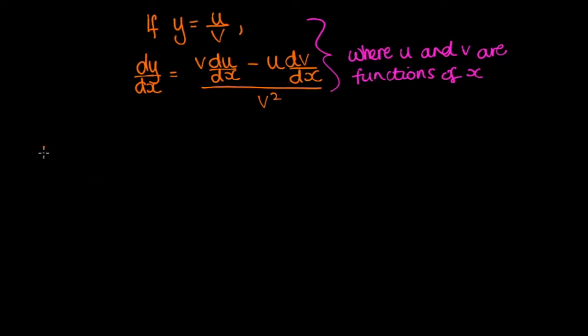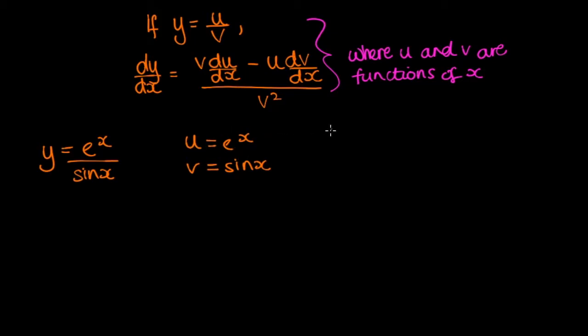Let's say y is equal to e to the x divided by sine x. So here we've got the quotient of two functions. So if we want to find the derivative of this expression, we're going to need to use the quotient rule. So let's call e to the x u, so u is equal to e to the x, and let's call sine x v.